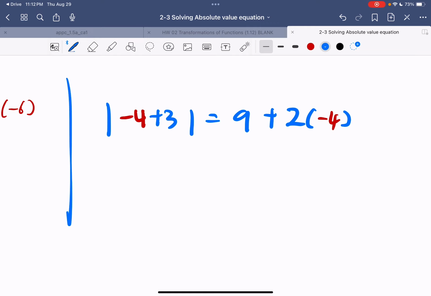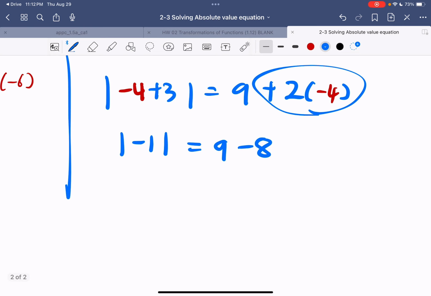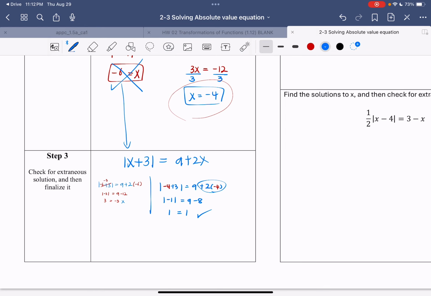So let's do it. Negative 4 plus 3, you're going to get absolute value of negative 1 equals 9. 2 times negative 4 will give you negative 8. And absolute value of negative 1 will just become positive 1 equals 9 minus 8 is 1. 1 equals 1. Gotcha. So our solution to this one is going to be x equals negative 4. We have only one solution, and that's it.